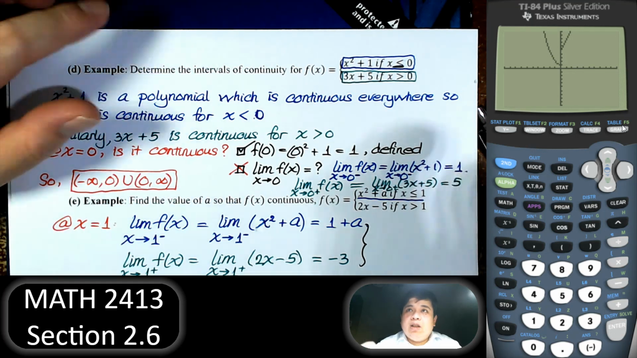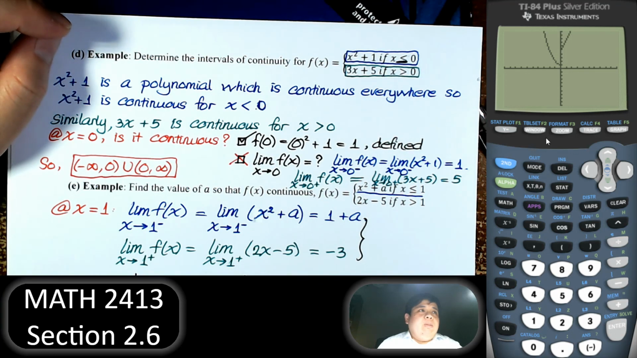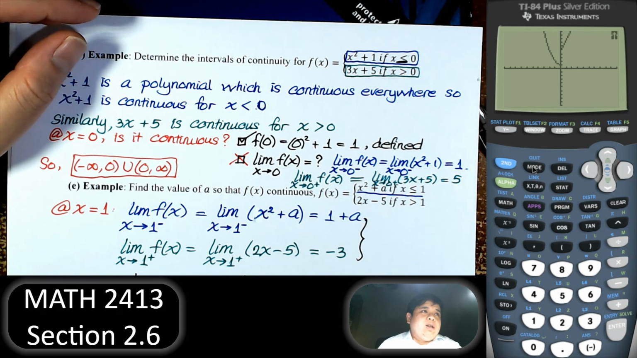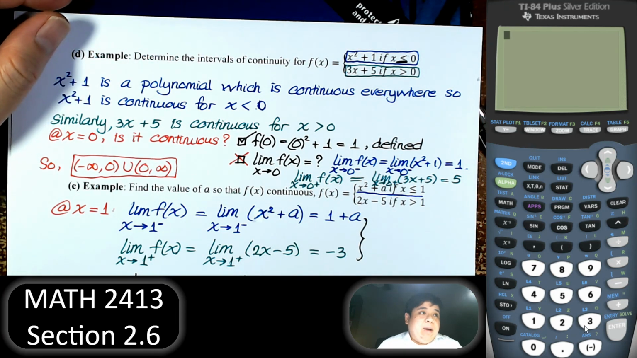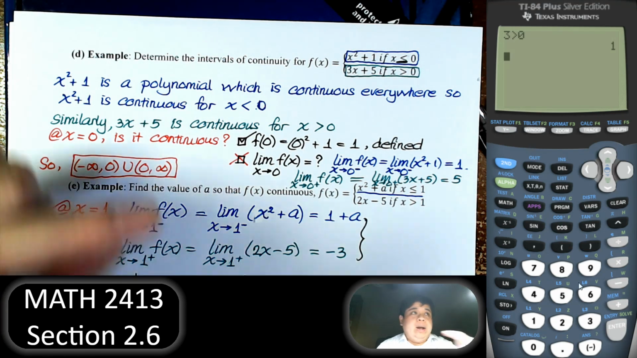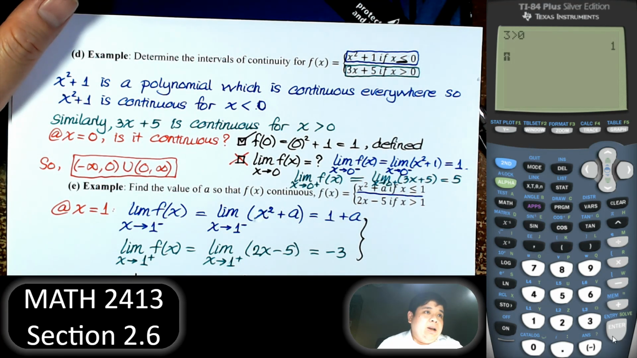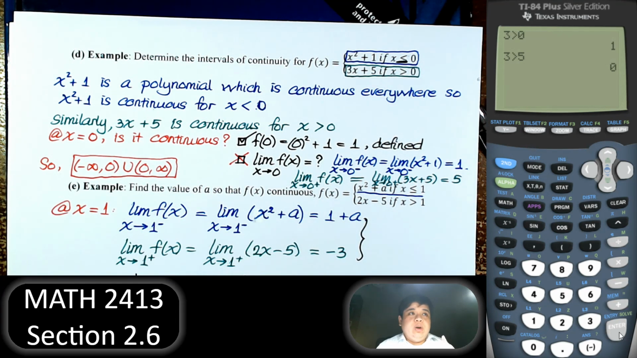Yeah, because this is not continuous at x equal to 0. Quickly, the reason it works is that this uses a logic operation. If we have 3 greater than 0, this is true, right? If it is true, the calculator will return the value of 1. If it is not true, it will return the value of 0. 1 is true, 0 is false.